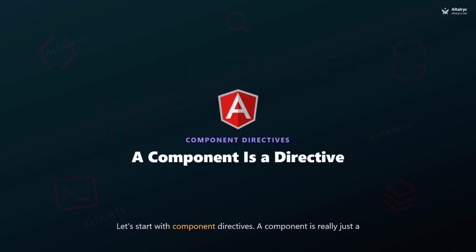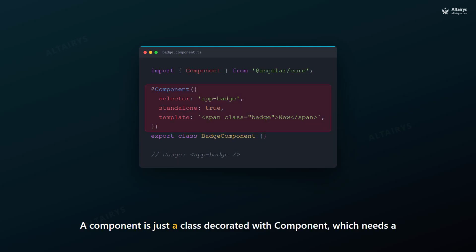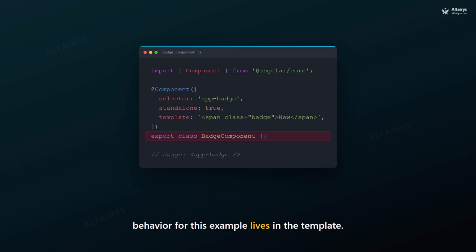Let's start with component directives. A component is really just a directive with its own template. A component is just a class decorated with component, which needs a selector, this one, app badge, and a template, the actual HTML it renders. The class itself can be completely empty like this one. All the behavior for this example lies in the template, and you use it exactly like a custom HTML tag wherever you'd use any other element.